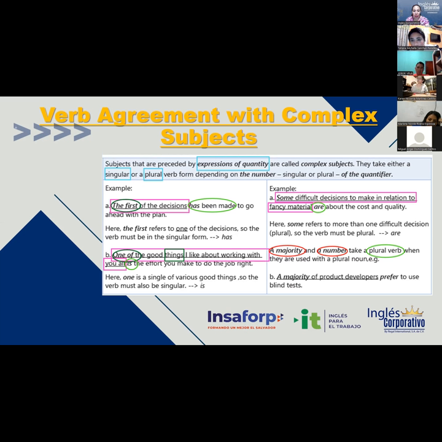Okay. So remember, always look at the first part. The first, one of, indicates it's only one, so the verb is going to be in singular form. But here, for example, we have some. Some indicates it's more than one, so the verb has to be in the plural form. Okay?